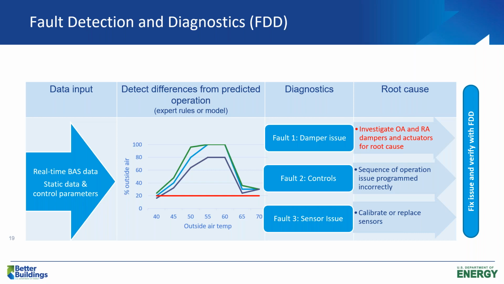It's going to tell you, based on your data, where it can, what the root cause is. So in this case, if it's flatlined at 20%, you should investigate the dampers and actuators to see if that outside air damper is working. Then you would fix the issue, and verifying it with FDD just means that flag is no longer flagged because it's not detecting that problem anymore. Okay, so that is one example of many for fault detection.